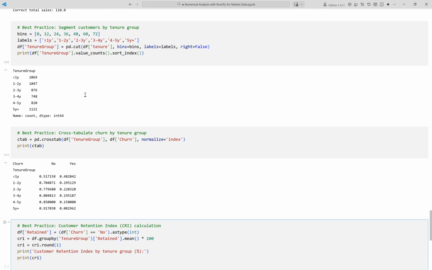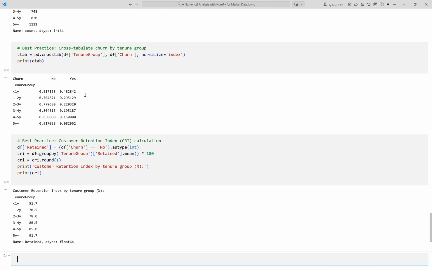Running the cell now. This output shows the Customer Retention Index (CRI) as a percentage across different tenure groups, highlighting how retention improves with longer customer tenure. Notice the clear upward trend, from about 52% retention for customers under 1 year to over 91% for those with 5+ years, demonstrating how grouping and correct Boolean to integer conversion enable meaningful aggregation of churn data. This reinforces the lesson's emphasis on validating data types and properly handling categorical values for accurate market insights. Try visualizing this result with a bar chart to instantly spot trends.